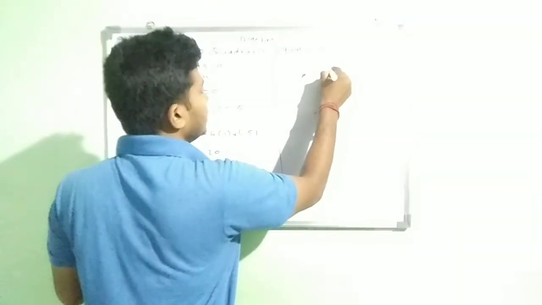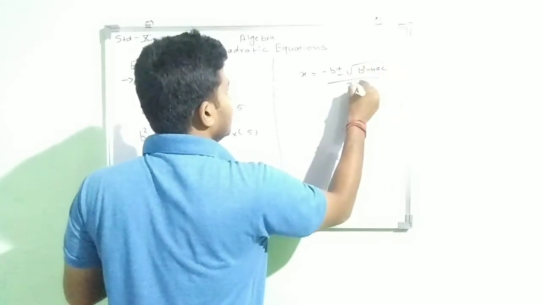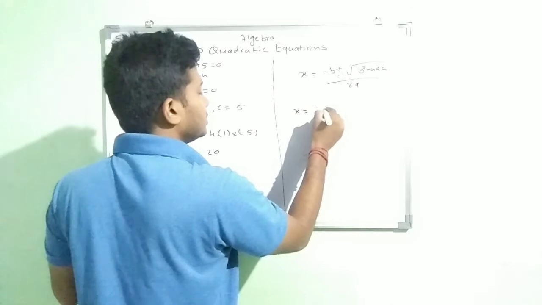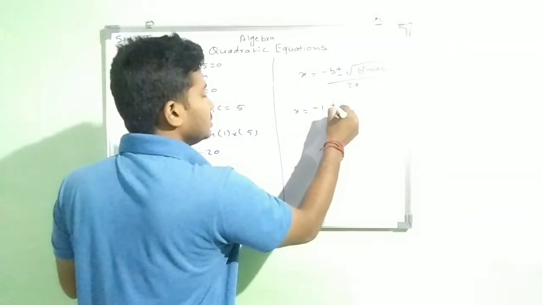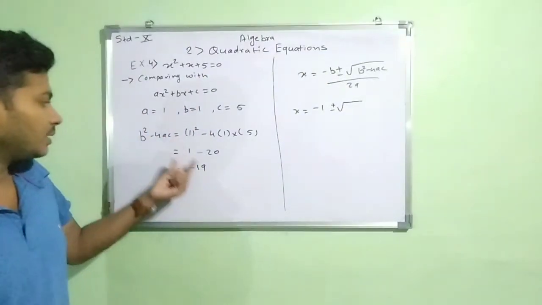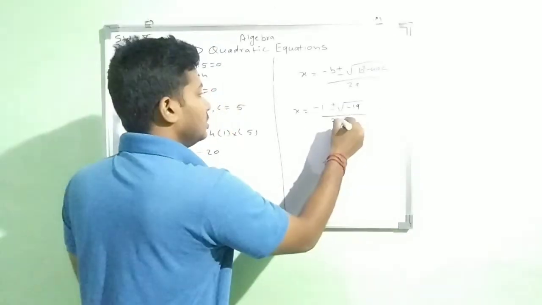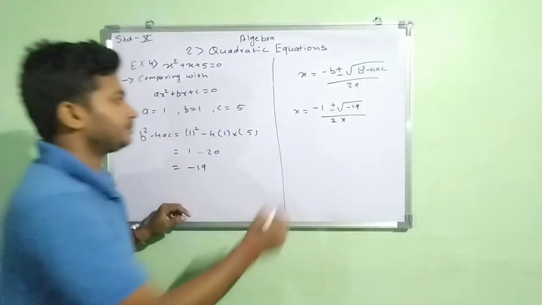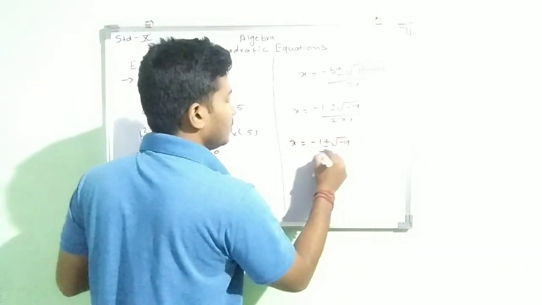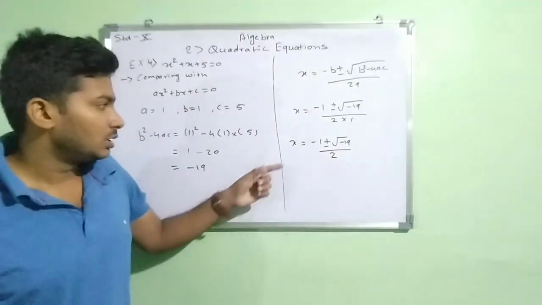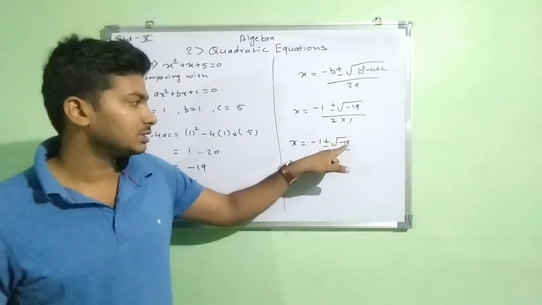So x is equal to minus b plus or minus under root b square minus 4ac divided by 2a. So x will be equal to minus the value of b. The value of b is 1, plus or minus under root. The value of b square minus 4ac is minus 19. Okay. Upon 2 multiplication a. The value of a is 1. So x will be equal to minus 1 plus or minus under root minus 19 upon 2.